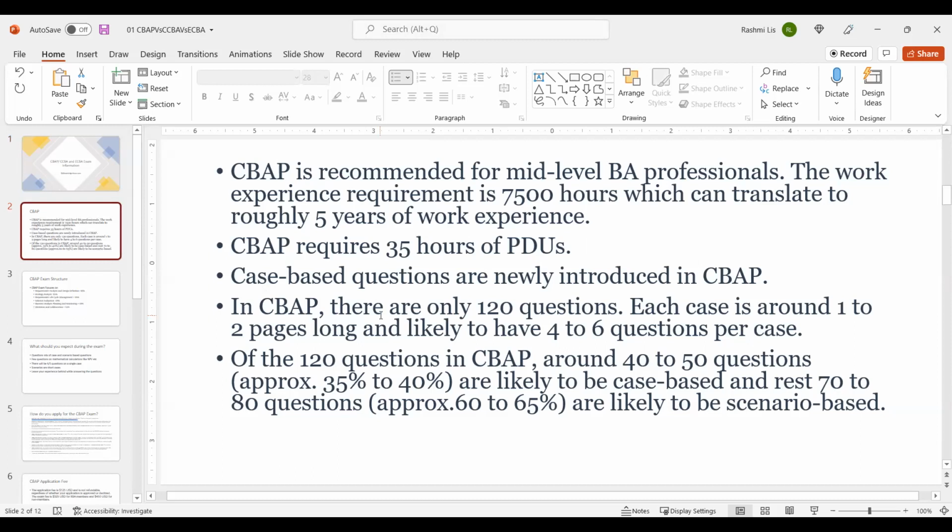CBAP requires 35 hours of PDUs. Case-based questions are newly introduced in CBAP. In CBAP, there are only 120 questions, and there are case-based and scenario-based questions. The case-based questions are essentially longer questions, and there are 4 or 5 questions tied to the one case. Scenario-based are what-if scenario questions, shorter in length. Of the 120 questions, about 40 to 50, which is 35 to 40%, are likely to be case-based, and the rest, 70 to 80 questions, are likely to be scenario-based.